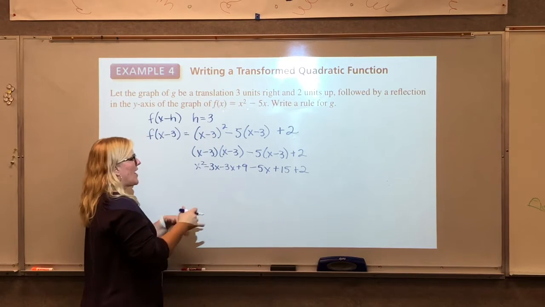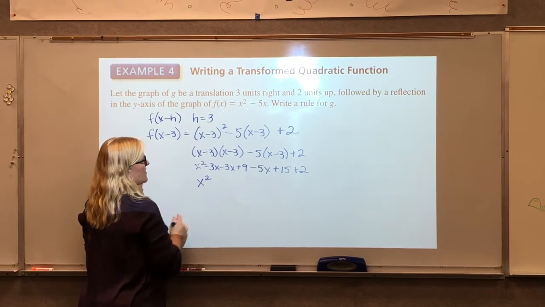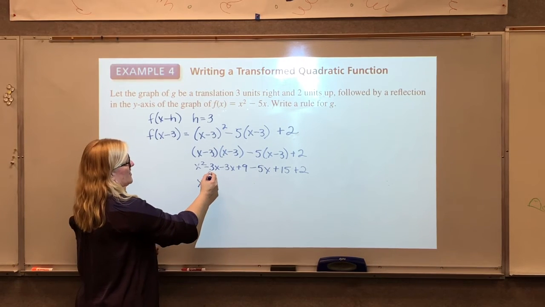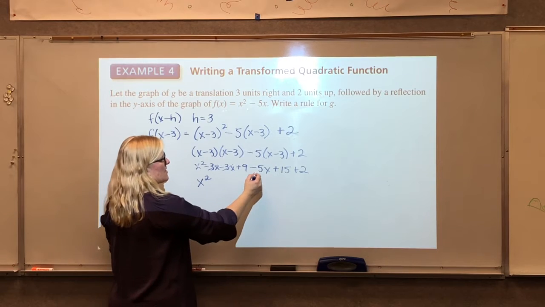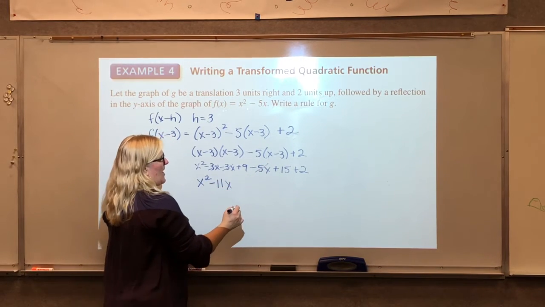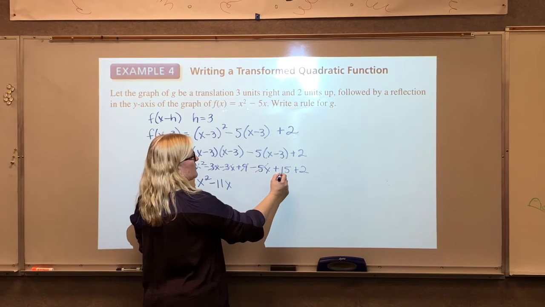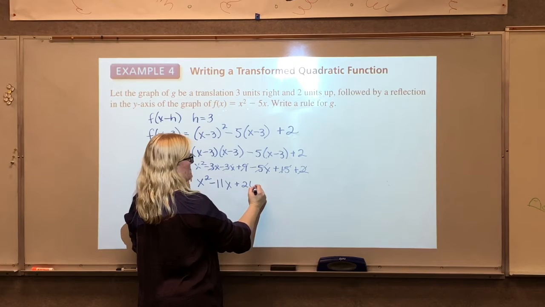So now I'm going to combine like terms. I've only got one x squared, so there's that. And then I've got negative 3x minus 3x is negative 6x, minus 5x is negative 11x. And then 9 plus 15 is 24, plus 2 is 26.